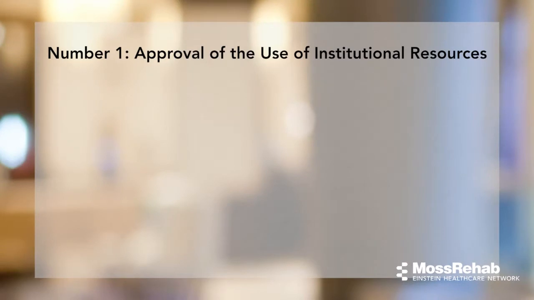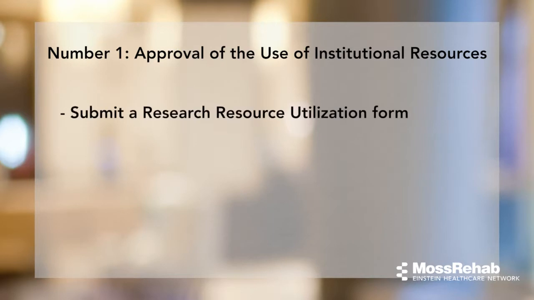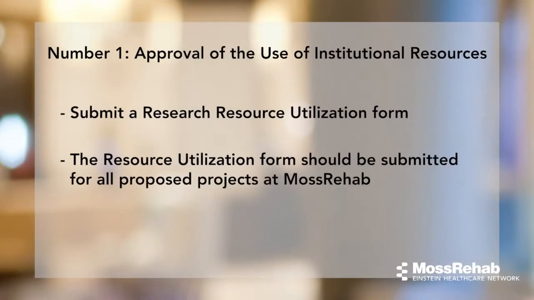Number 1, approval of the use of institutional resources. As a first step for planning your study, you need to submit a research resource utilization form. The resource utilization form covers a range of institutional resources, such as space needs and staff impact, as well as need for specific kinds of patients. The resource utilization form should be submitted for all proposed projects at MRRI Rehab, regardless of intended funding source or intent to use the research registry.